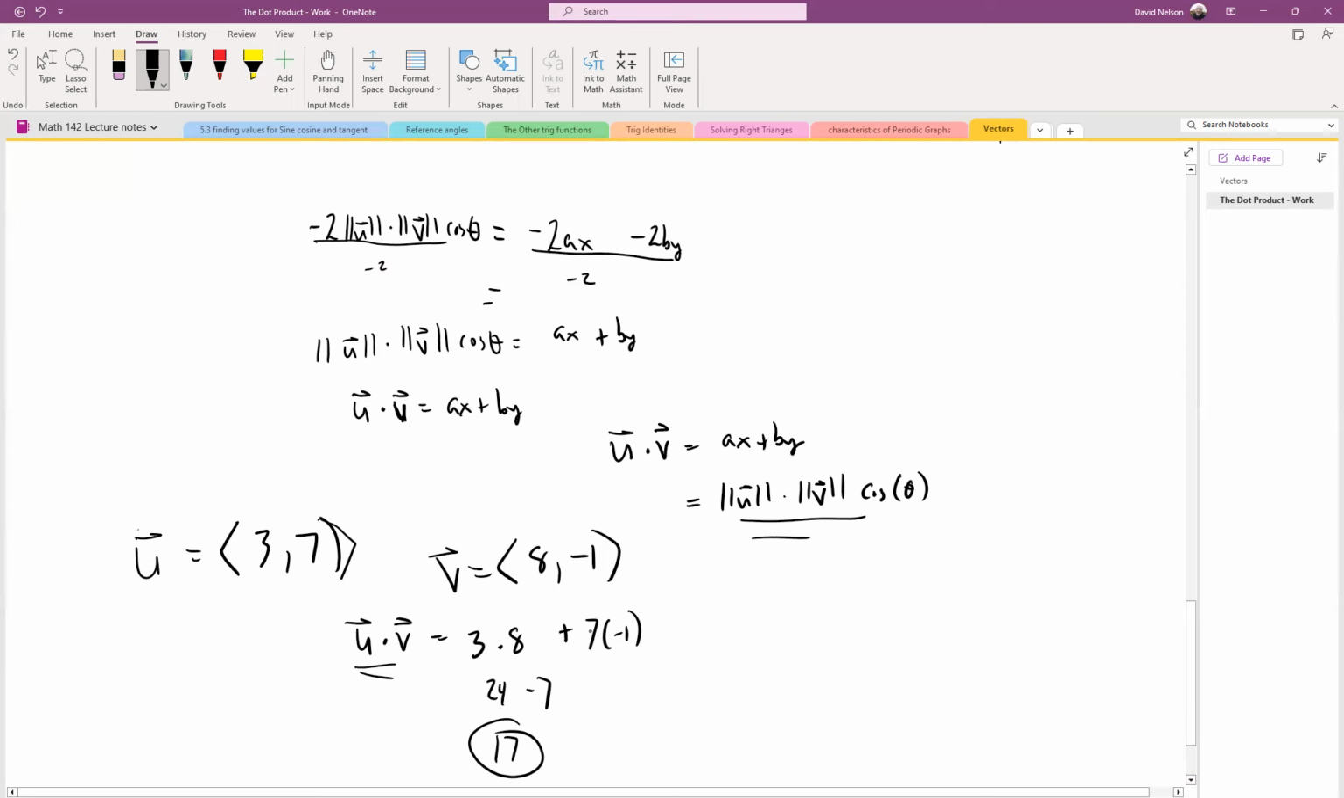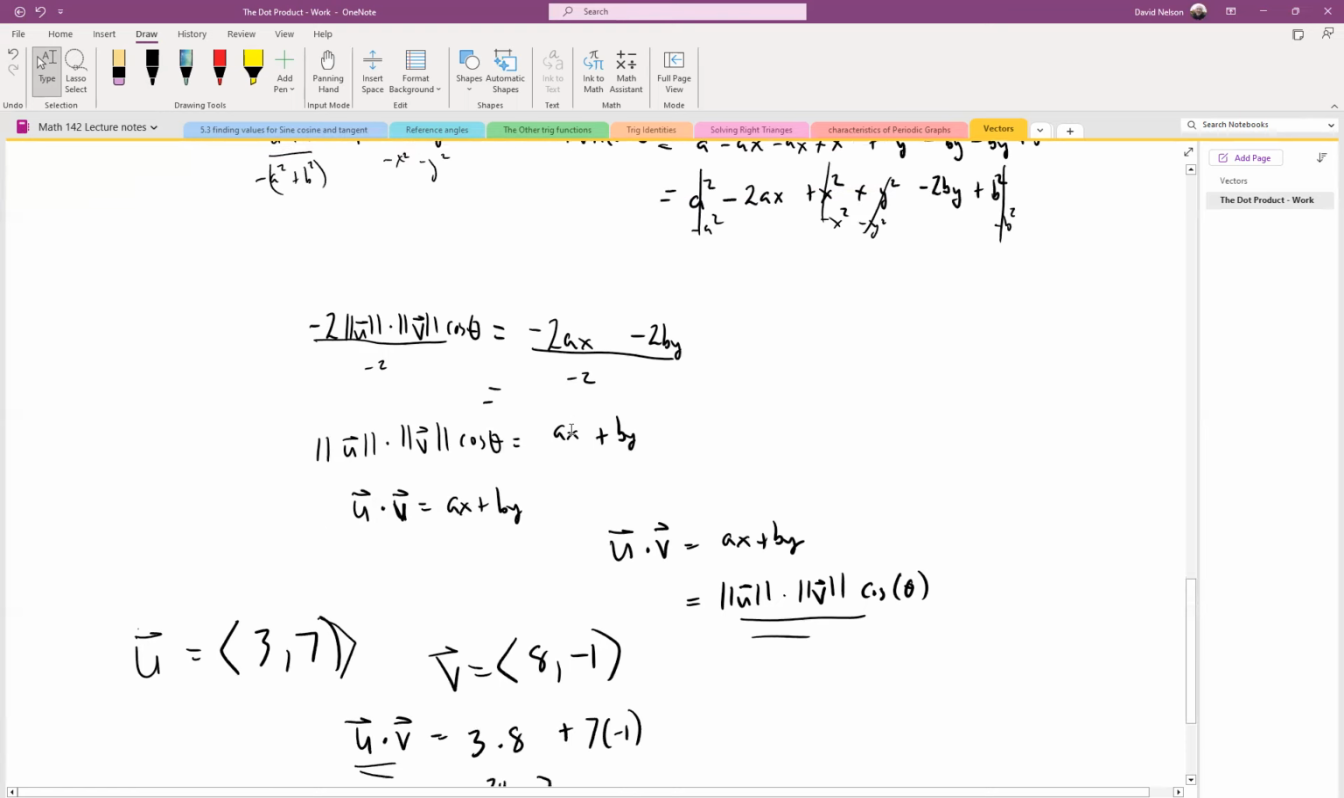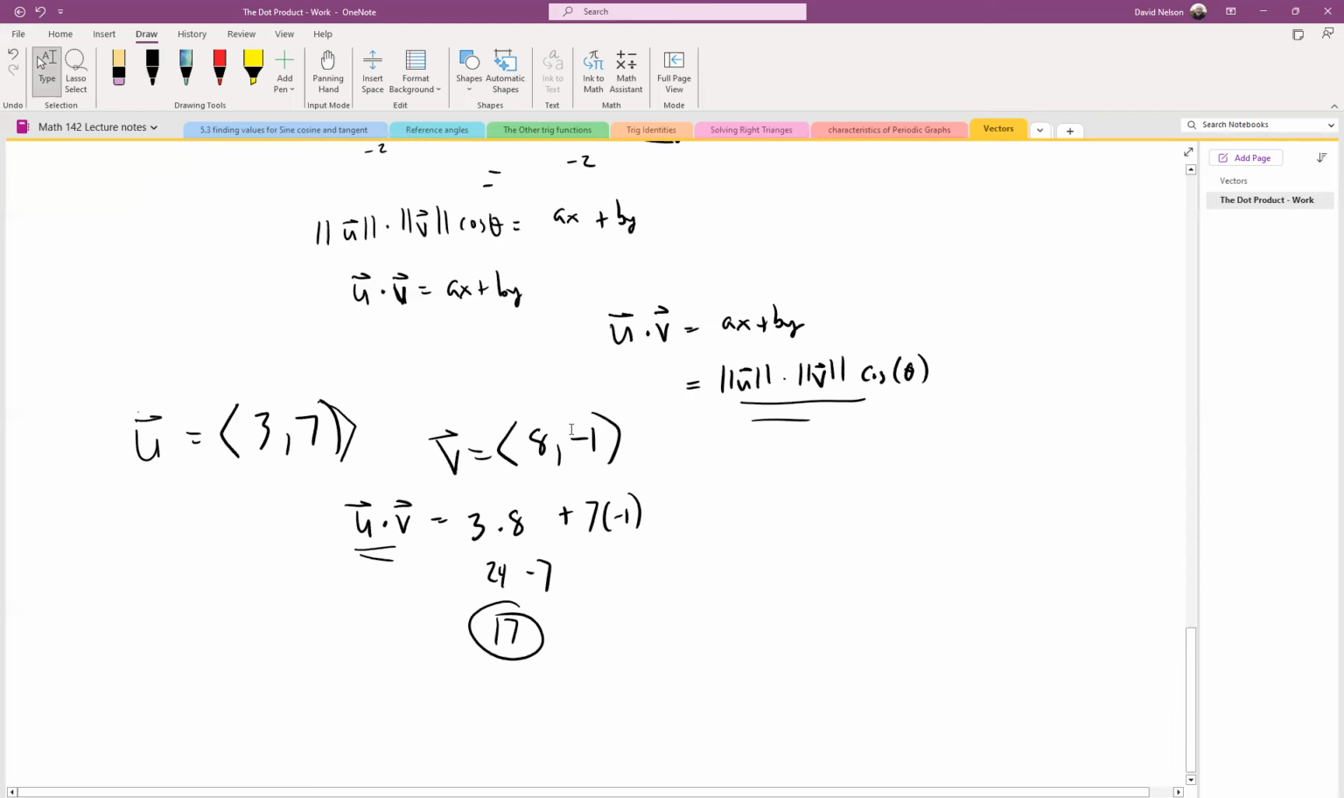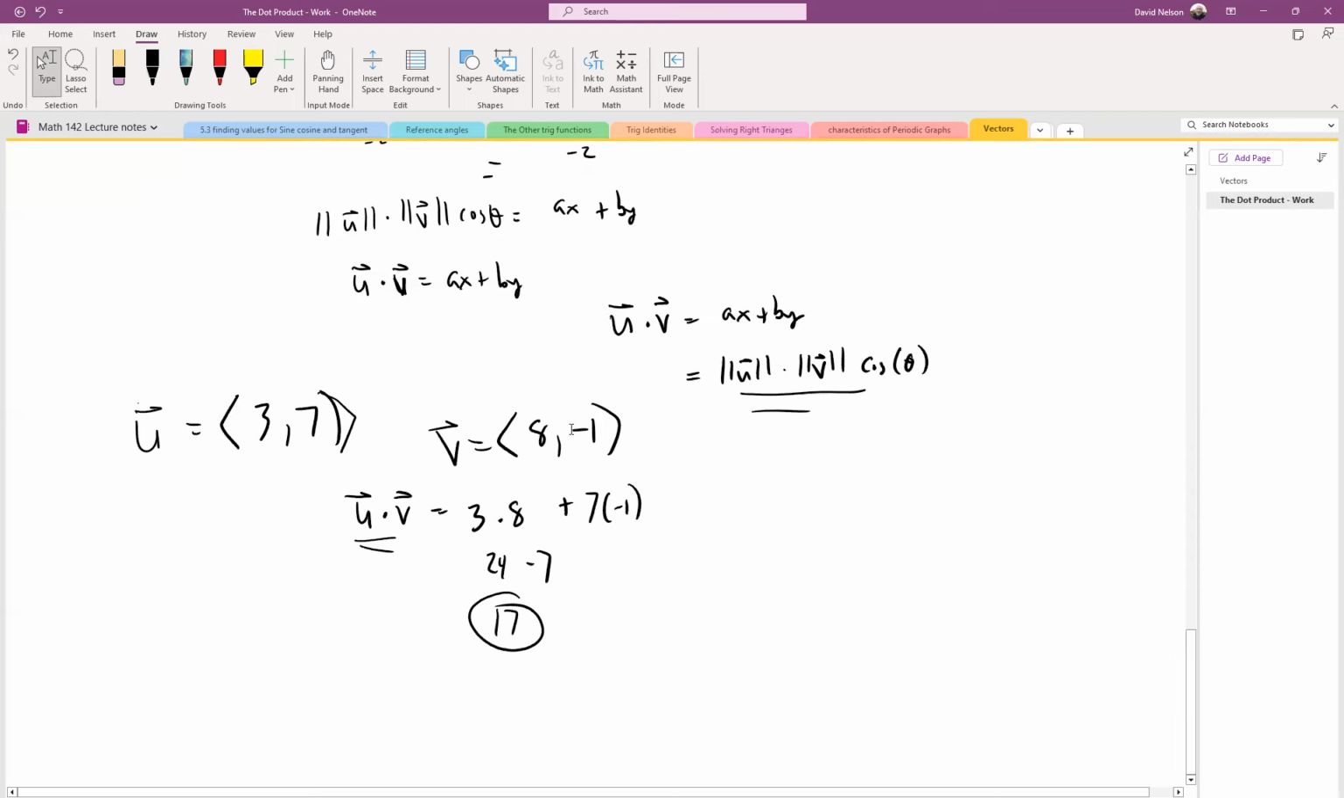Okay, so the dot product is the magnitude of u times the magnitude of v times the cosine of theta, or it's the x components multiplied together plus the y components multiplied together. And a nice application of the dot product is work. Work is a nice way to think of how much effort you're putting into moving something, and it's the amount of force it requires and how far you're going to move it.